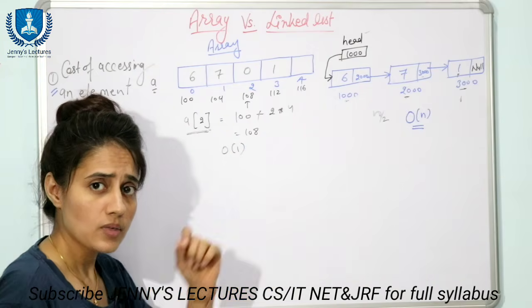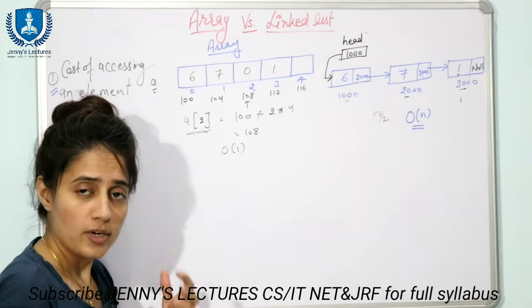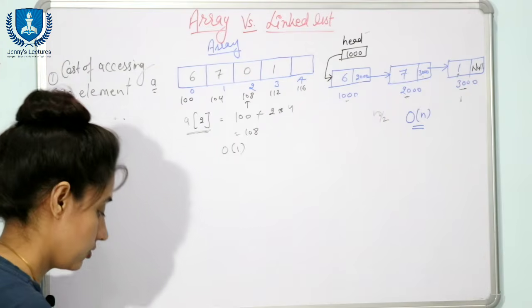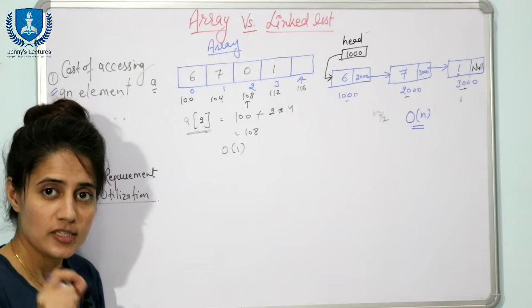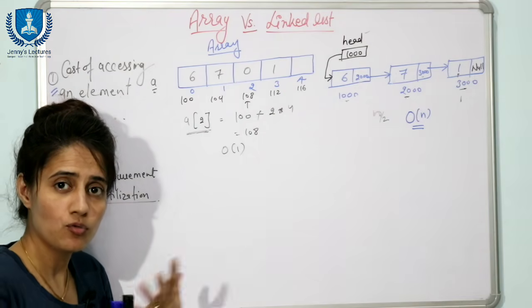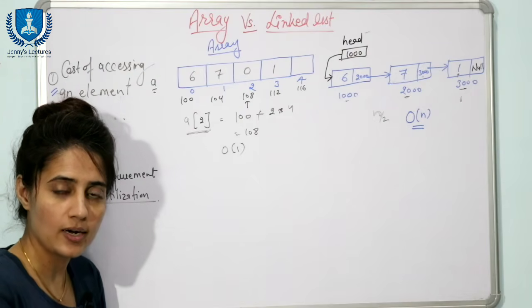Fine. Now the second factor is what? Memory requirement, or you can say memory requirement plus memory utilization. We are discussing both the factors. See, an array is what? A fixed size data structure. Generally we have to give the size of the array at declaration time only. We cannot change it at runtime.